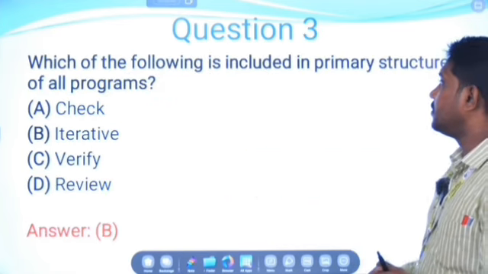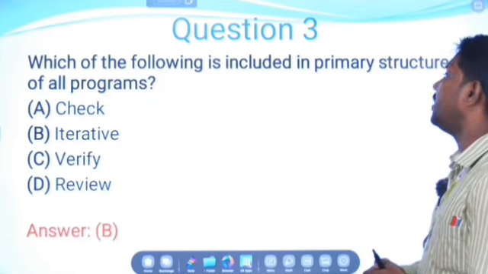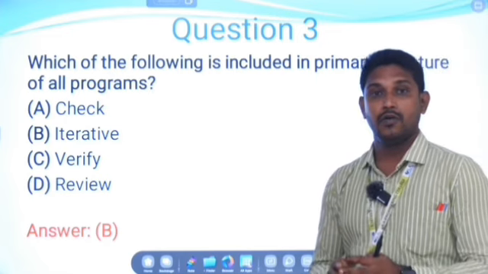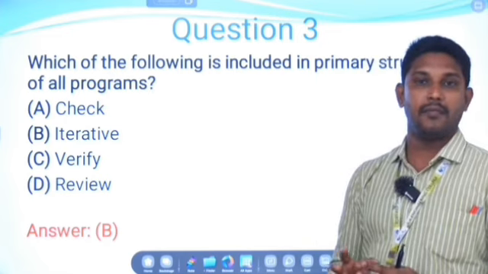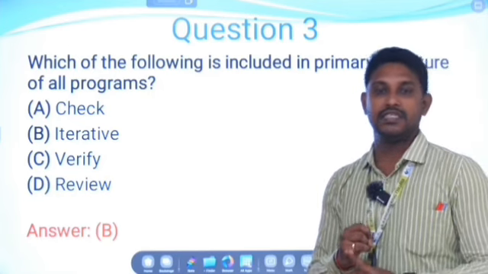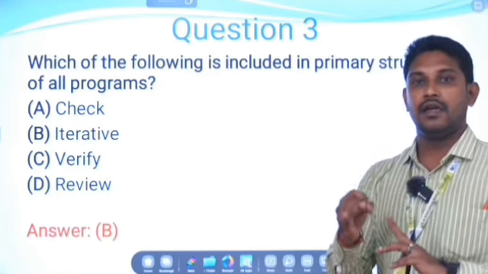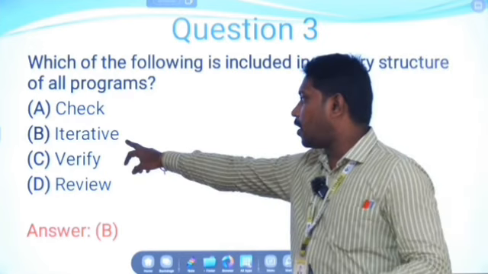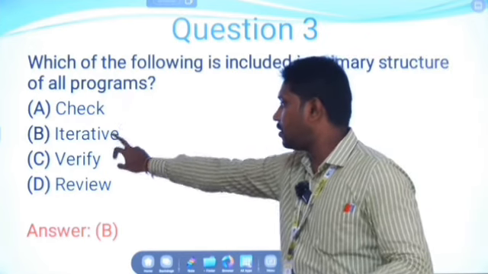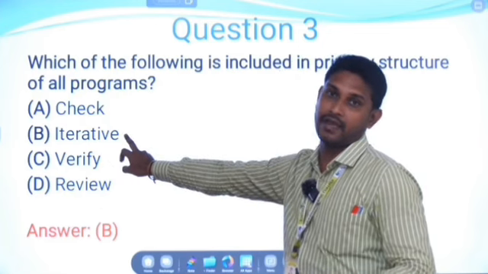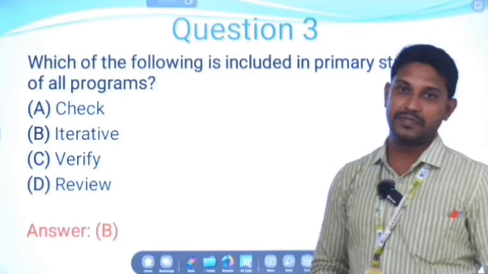Now question 3. Which of the following is included in the primary structure of a program? We have seen that to build a program there are three major types. The first one is sequence, the second one is decision, and the third one is iteration. Here the option given is iteration. So check is wrong, verify is wrong, and receive is wrong. So option B is correct, iterative. Iterative means loop concepts.